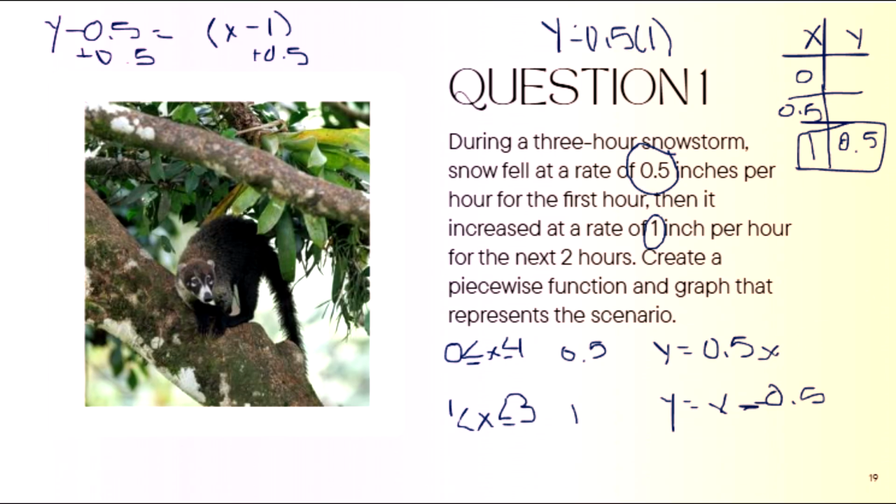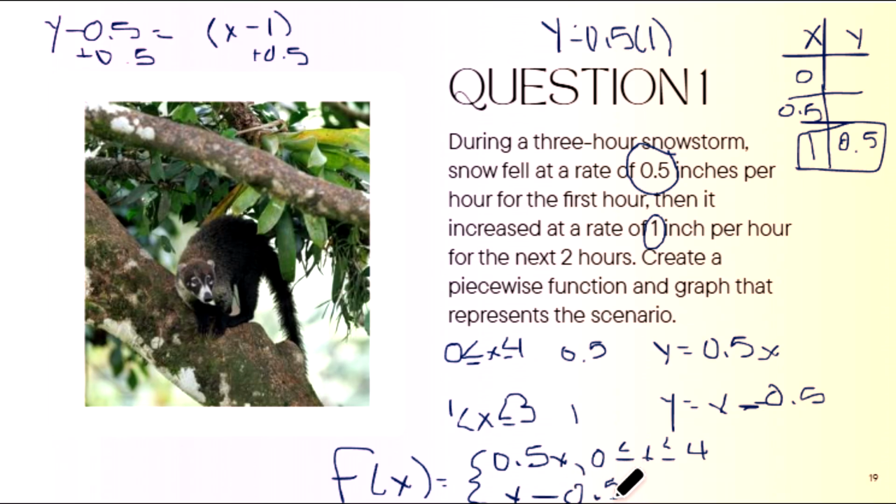All right. Okay. So now that we have both of our formulas and we have our domains, you would write your f of x is equal to, and your little bracket, okay? You'd have your formula 0.5x and your domain, which is 0 less than or equal to x, less than or equal to 4. And then down here you'd have x minus 0.5, and a comma, and then you'd have 1 less than x less than or equal to 3.